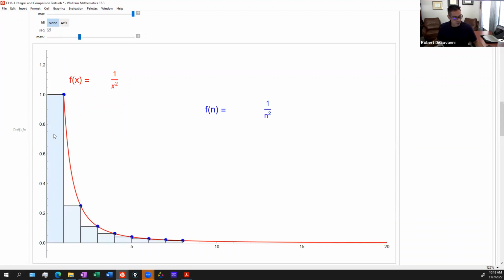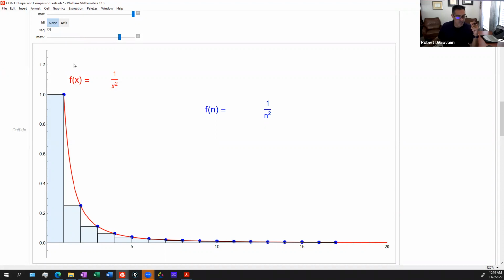Do y'all see on this first rectangle how the width is 1, and the height is also 1? It's not drawn to scale. And then for the next rectangle, the width is 1, and the height is 1/4. And then I keep doing that for all these rectangles. What I'd like to know is what all these rectangles added up to, what that total area is.